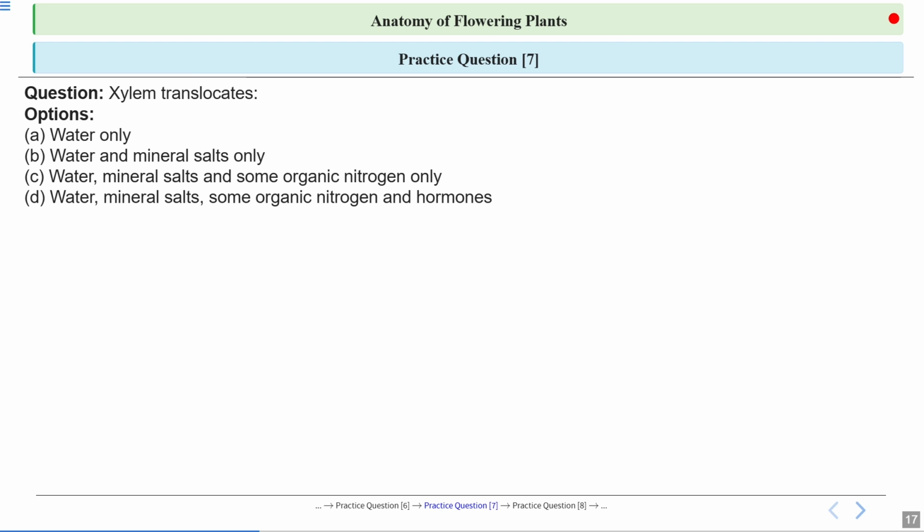Next question. What does xylem translocate? A. Water only. B. Water and mineral salts only. C. Water, mineral salts, and some organic nitrogen only. D. Water, minerals, some organic nitrogen and hormones. Very important question. What does xylem translocate? Okay, let's see the correct answer.